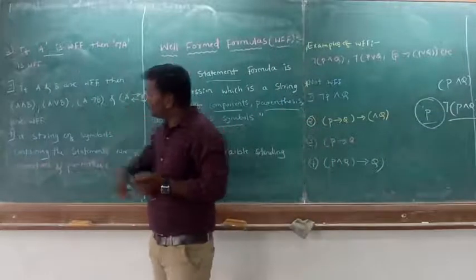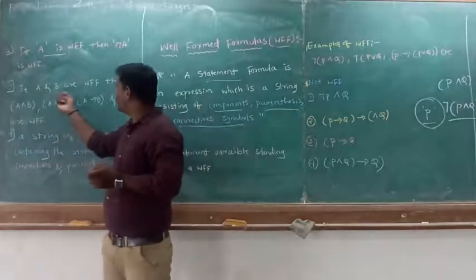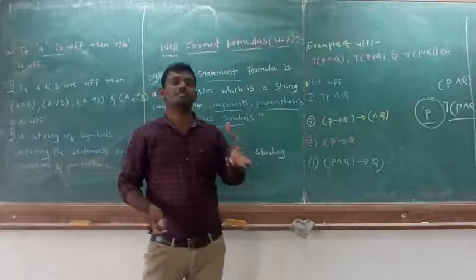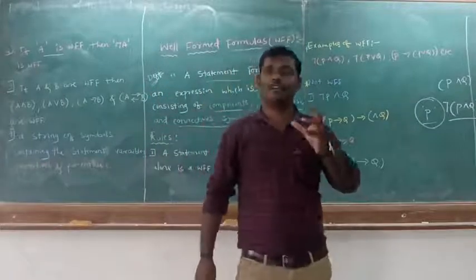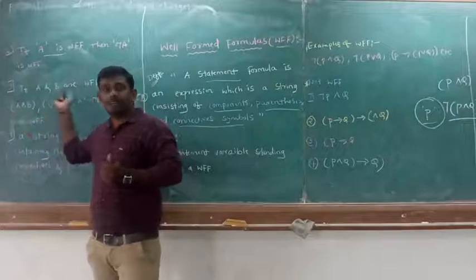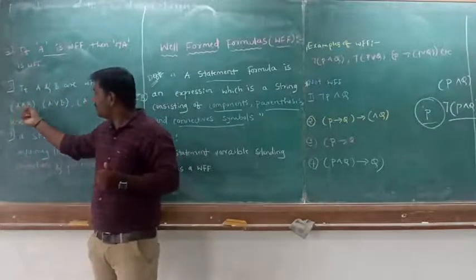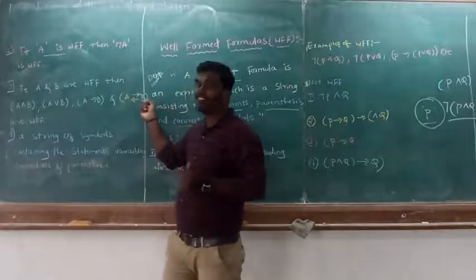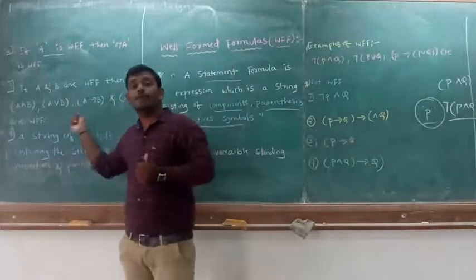Okay, third rule: if A and B are well-formed formulas, two primary statements that are both well-formed formulas, then with the connectives we get A conjunction B, A disjunction B, A conditional B, and A biconditional B. These will be well-formed formulas.